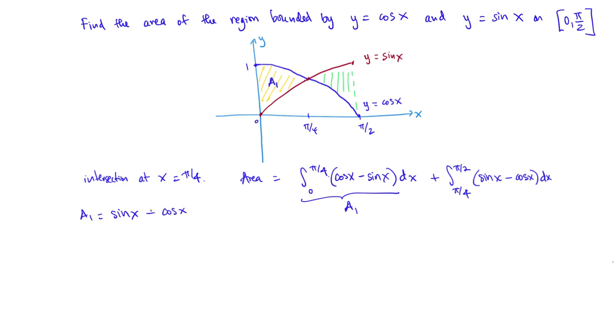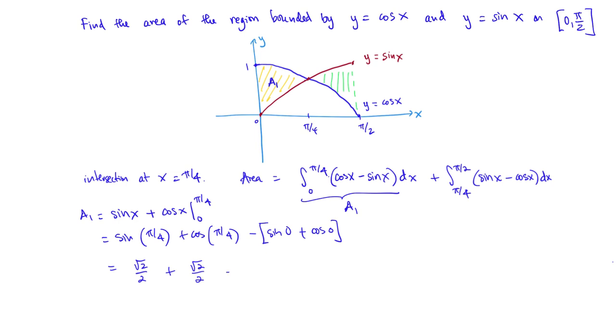For the first area, the antiderivative is sine of x plus cosine of x, evaluated from 0 to pi over 4. And this is sine of pi over 4 plus cosine of pi over 4 minus the quantity sine of 0 plus cosine of 0. Sine of pi over 4 is root 2 over 2. Cosine of pi over 4 is also root 2 over 2. Sine of 0 is 0, and cosine of 0 is 1. This first area is therefore root 2 minus 1.